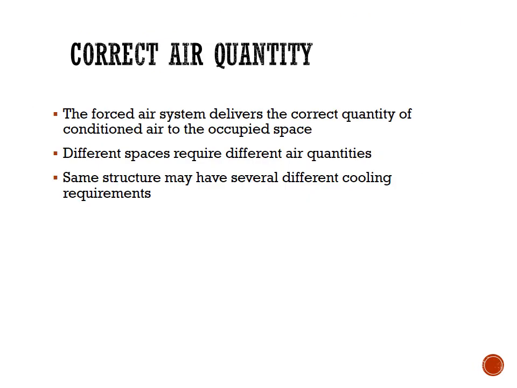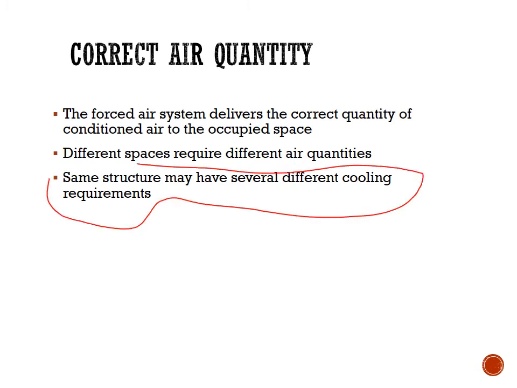So we have to deliver the correct air quantity to the house. By quantity we mean volume, so that's why we calculate volume flow rate. Different spaces of course require different quantities. That's given based on the BTU, and the same structure sometimes might have different cooling requirements. That's also based on the BTU for that space.